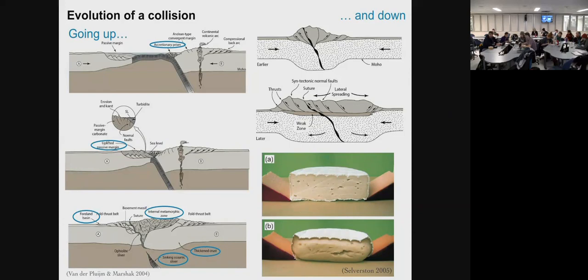Selvosten produced this figure. This was actually published. This is a model using cheese, trying to replicate the evolutionary stages of an orogen, where it's mechanically driven right here, where you have two rigid Gouda blocks squeezing this malleable brie, and then at one point everything gets weak, too thick, too weak, and too hot, and then the brie starts collapsing and spreading laterally. So in my book, a model that you can eat is probably a good model.